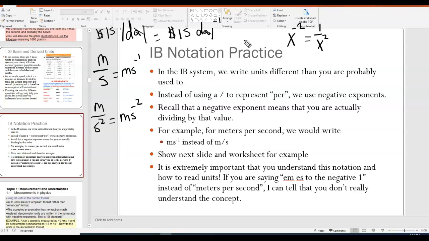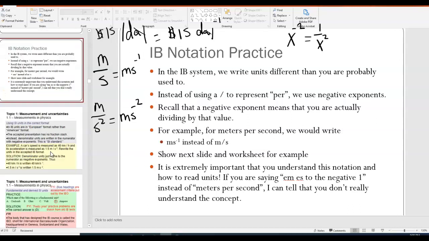Okay, so please get used to seeing that. And make sure you understand how to read units in this notation. If I ask you what does this say, and you say m s to the power negative 1, that's not the right way to say that. You should be saying meters per second squared. Okay, so make sure that you understand how to read this type of notation. Okay, pause it there if you need to look at that some more.